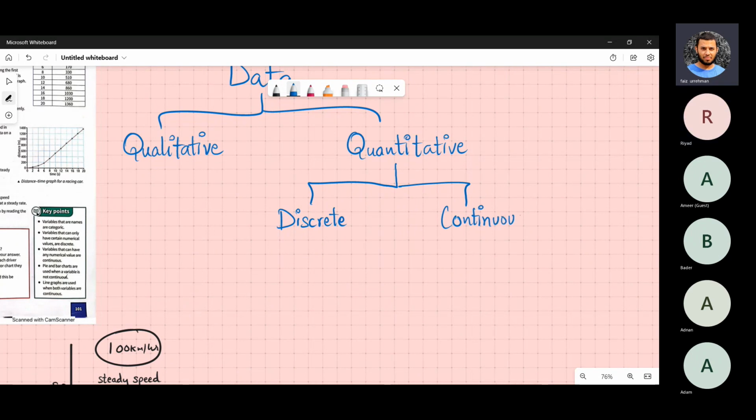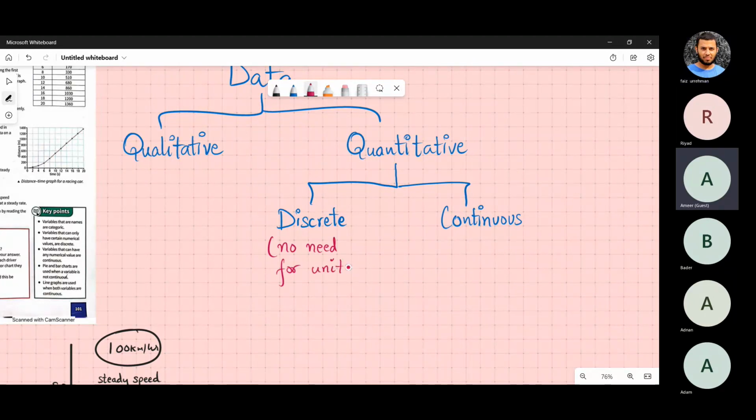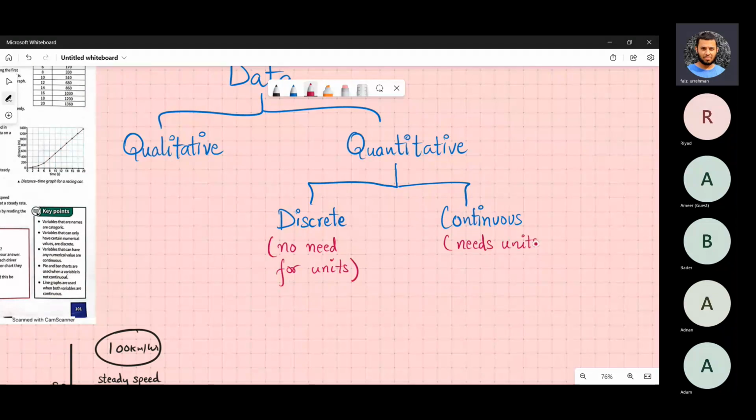Now, what is the difference between discrete and continuous? Discrete is a number and does not need units. Continuous needs units and shows all types of numbers: decimals, fractions, whole numbers. Like kilogram, meter, 1.1 second. Like when you are calculating speed, acceleration, mass, deceleration, velocity. These are all continuous data.